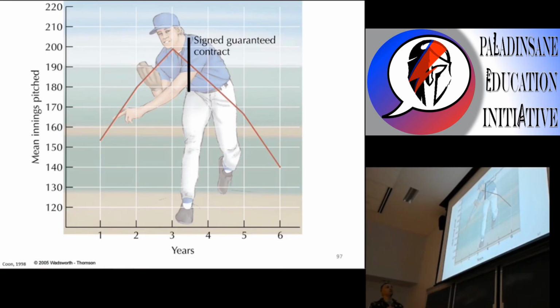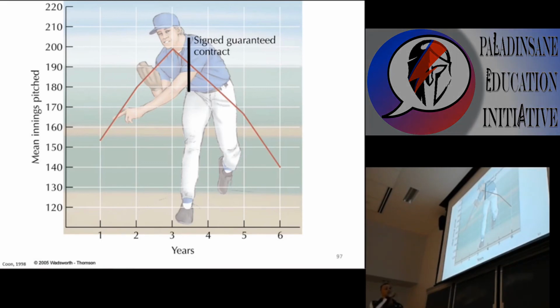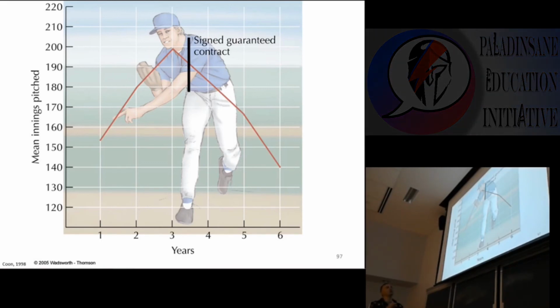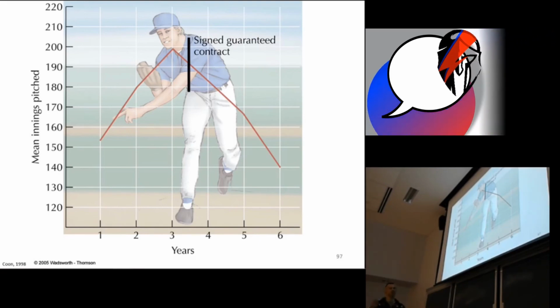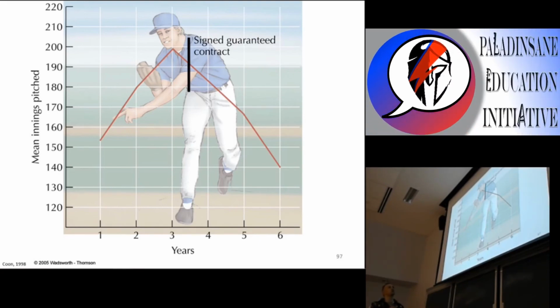And what they found was that if you take a look at the performance of pitchers, pre that guaranteed contract, when they're on this contingent reinforcement schedule, their performance increases. They pitch more, until they sign that guaranteed contract. And then after that, their performance declines. They pitch less and less and less.